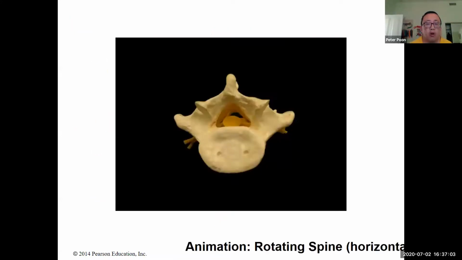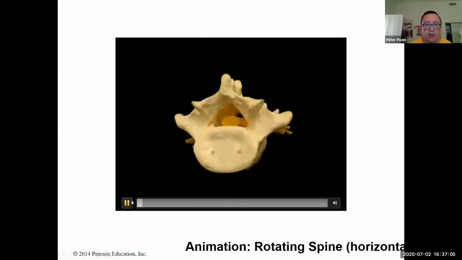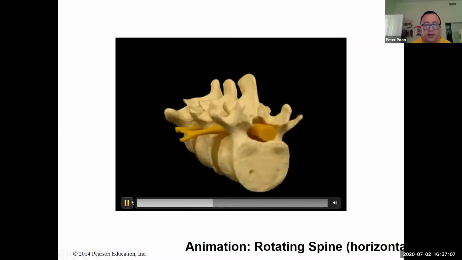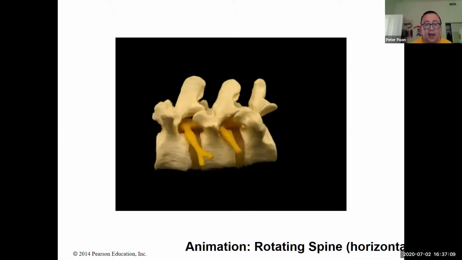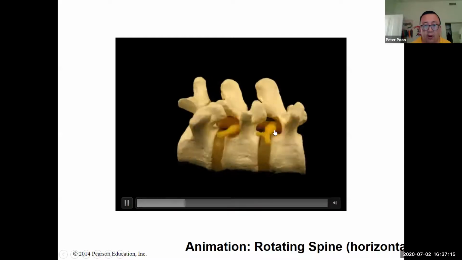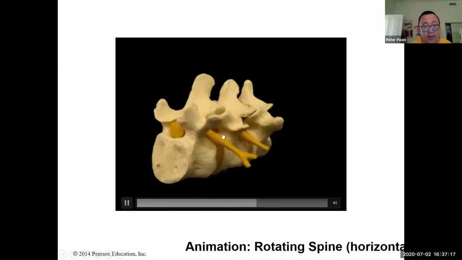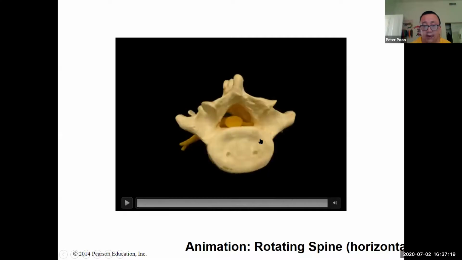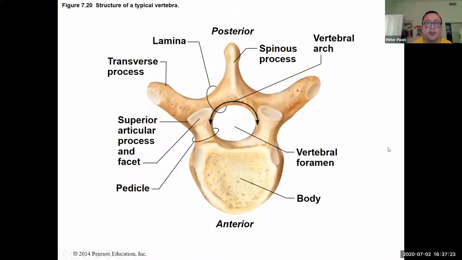There you can see it. I think this animation is really cool to show you exactly where the spinal cord actually is. And the spinal cord is actually very narrow. So first, this is a very common vertebrae.